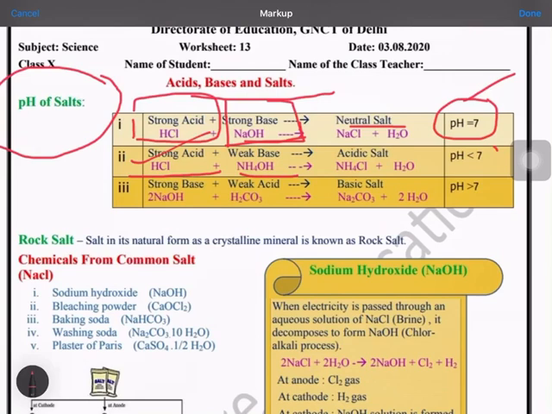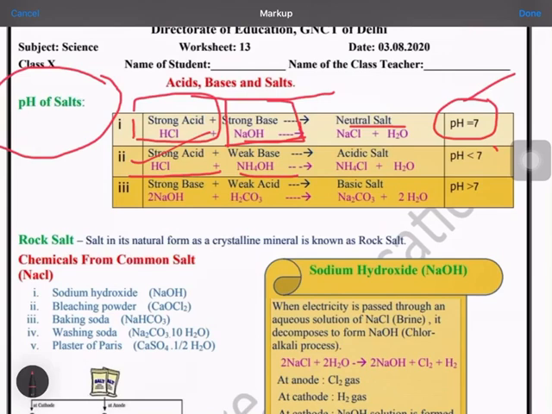Third case: we have a strong base, that is sodium hydroxide, and a weak acid, carbonic acid. Here the strong base is there, so the pH will be above 7, that means on the basic side. So this sodium carbonate is a basic salt, and it will show the red to blue litmus color change. Keep in mind that the pH of a salt depends on the reactants. The stronger the acid, the more acidic the salt's pH will be. The stronger the base, the more basic the pH will be.